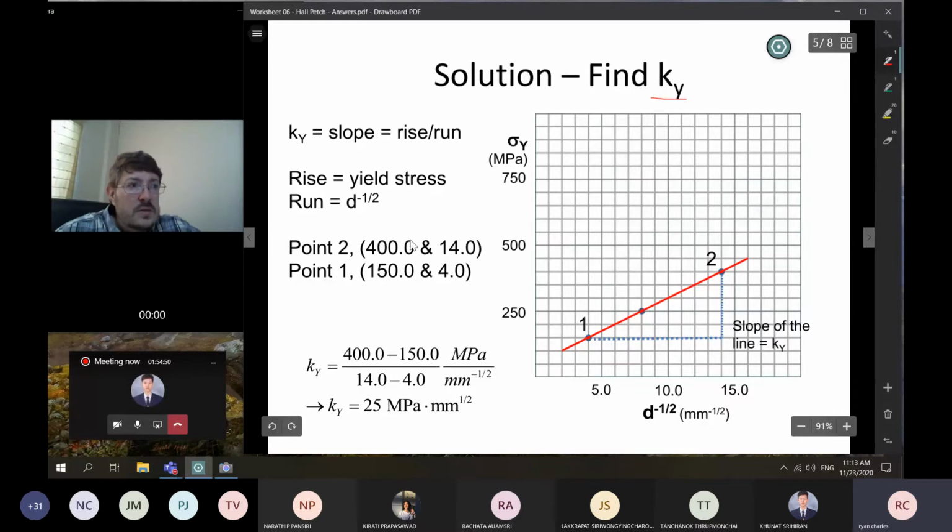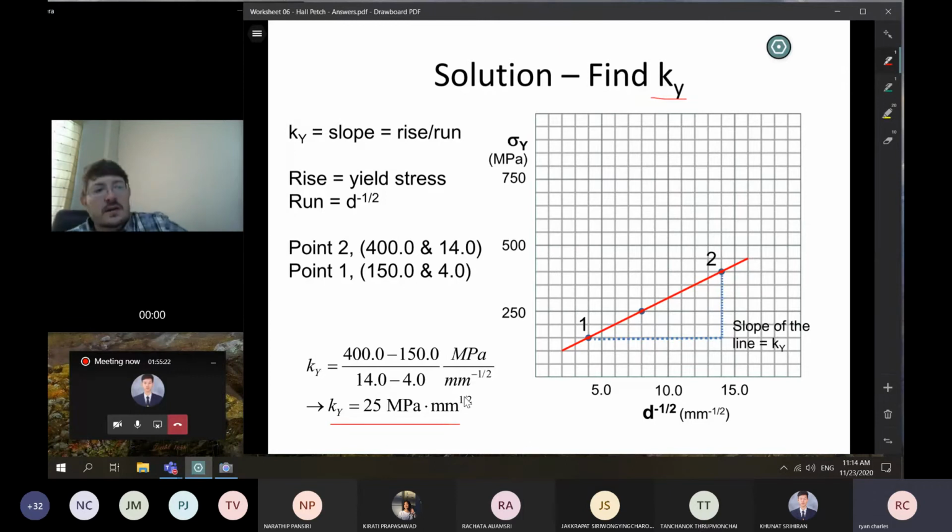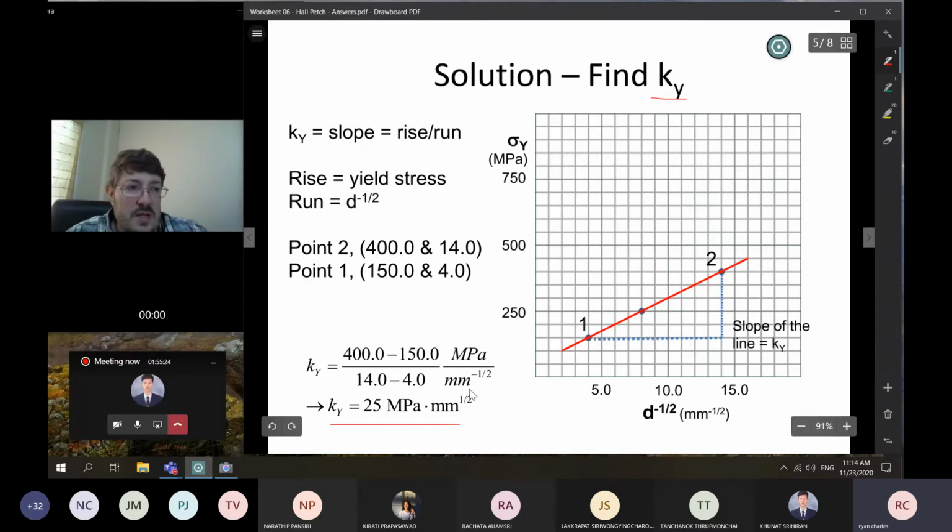So point 2, I picked 4 and 14, and point 1, 150 and 4, right? And you do the math. Rise, 400 minus 150, run, 14 minus 4, MPa divided by mm to the 1/2, or KY is 25 MPa mm to the 1/2. This is minus 1/2 or positive 1/2, depending on where you put it. So this would be a unit, or this would be a unit, all right? But again, if you left it blank, I probably took off a point.